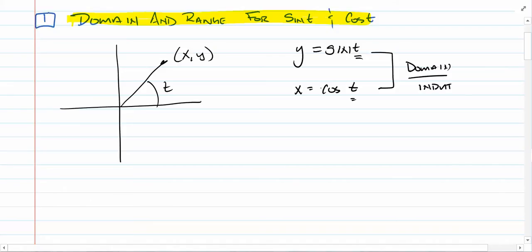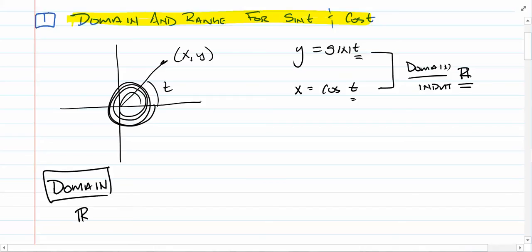If you think about it, t can just be going around and around, because t stands for an angle, right? Well, we can spin around this circle indefinitely, so therefore the domain for both sine and cosine is going to be all real numbers. So make sure we have that down here. Domain for both sine and cosine is all real numbers.